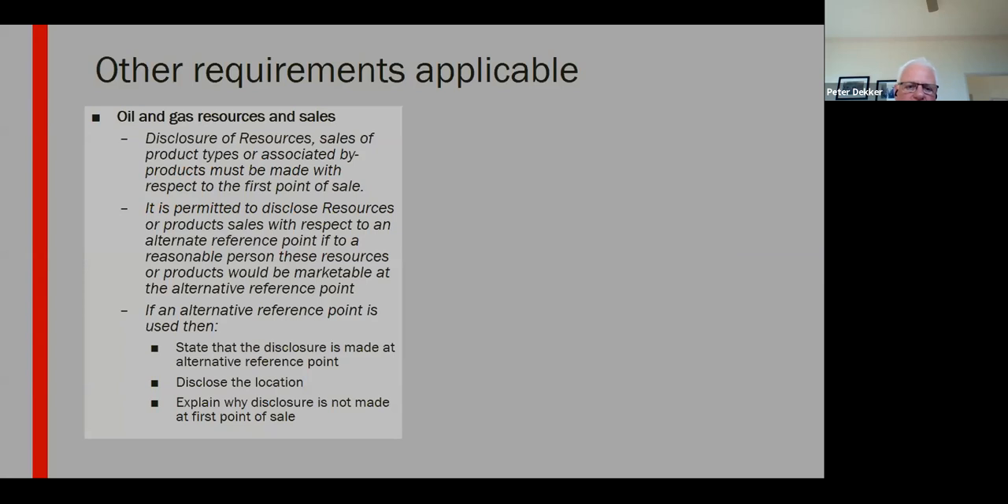Okay, other requirements for us is disclosure of resources, sale of product types or associated byproducts must be made with respect to the first point of sale. So even the byproducts, like the helium we spoke about earlier as a byproduct, can only be used for the first point of sale. It is permitted to disclose resources at an alternative point of sale, but then you have to have a very good reason why. You have to state which point it is and why you want to do it there. State the disclosure is made at an alternative point, disclose where this alternative point is, and explain why you want to have that alternative point.